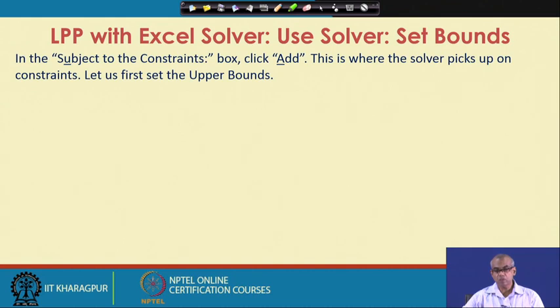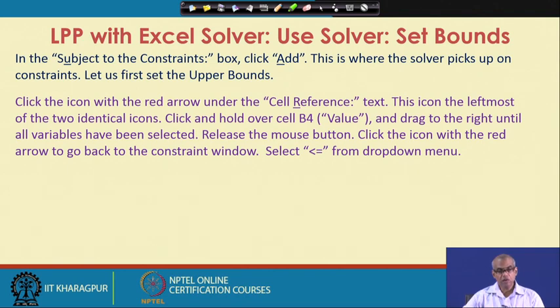In the subject to the constants box, click add. This is where the solver picks up the constants. Let us first set the upper bounds. Click the icon with the red arrow under the cell reference text. This icon is the leftmost of the two identical icons. Click and hold over cell B4, that is the row with the objective value, and drag to the right until all variables have been selected. Release the mouse button, click the icon with the red arrow to go back to the constraint window.